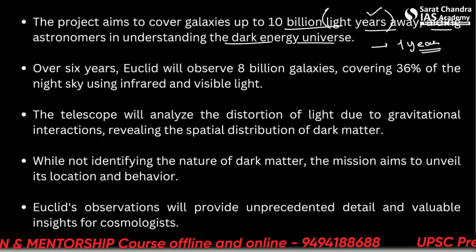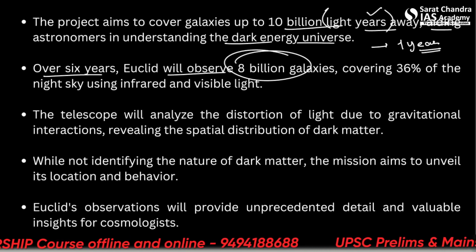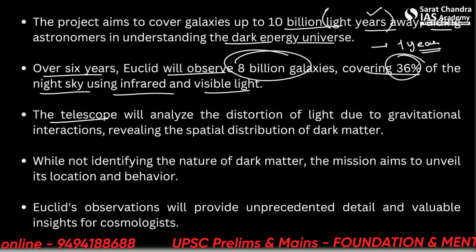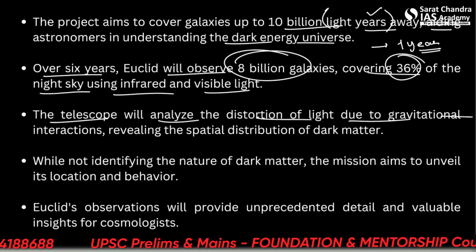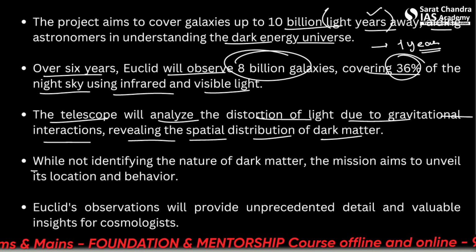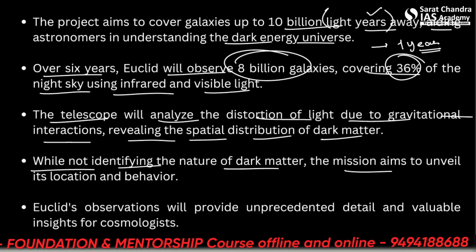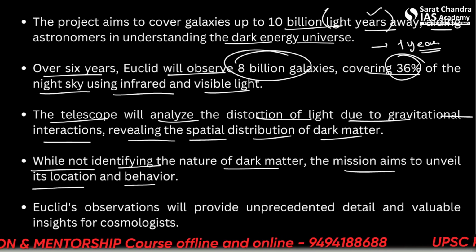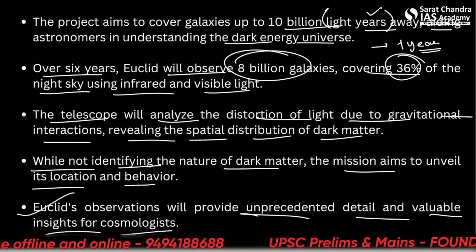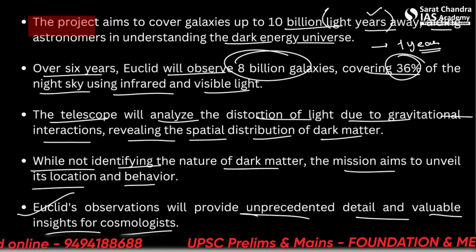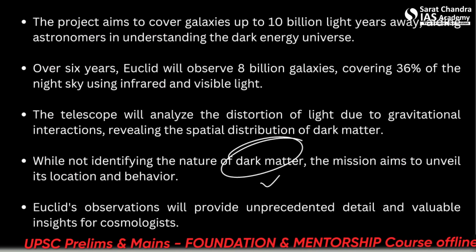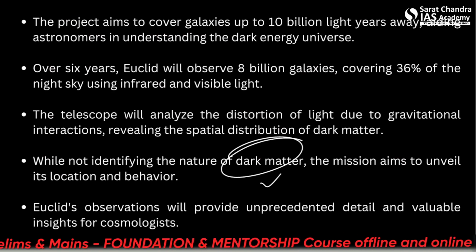aiding astronomers in understanding the dark energy universe. Over 6 years, Euclid will observe 8 billion galaxies, covering 36% of the night sky using infrared and visible light. The telescope will analyze the distortion of light due to gravitational interactions, revealing the spatial distribution of dark matter. So while not identifying the nature of dark matter, the mission aims to unveil its location and behavior. Euclid's observation will provide unprecedented detail and valuable insight for cosmologists. So what to focus on here is essentially the dark matter and dark energy. We'll see about them in the next lecture.